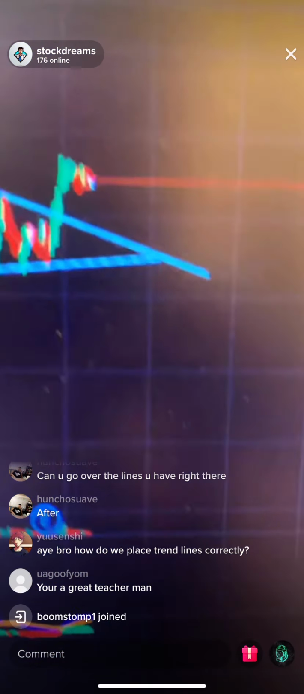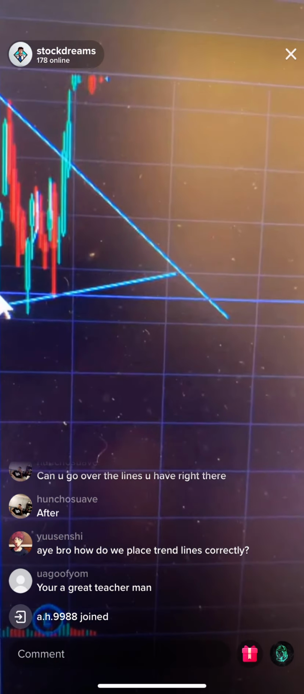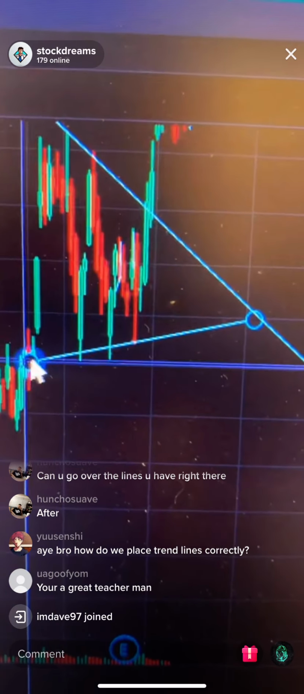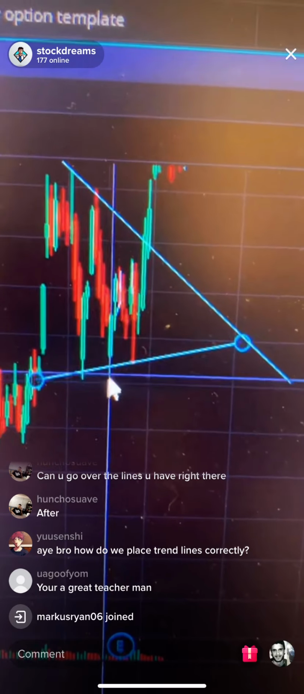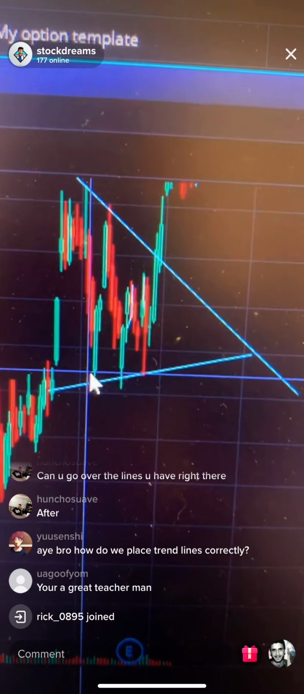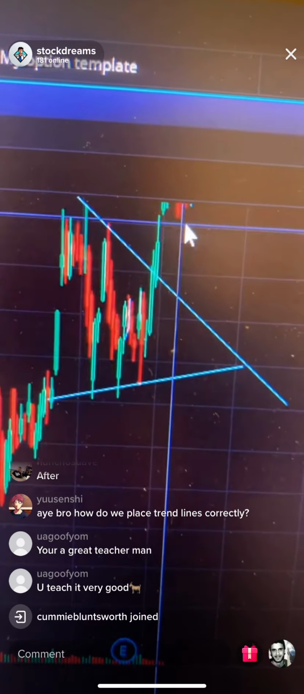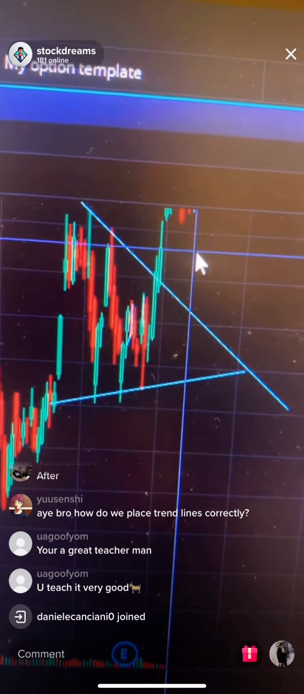So you want to place your trend lines not at the bottom of the wicks. I just did this free-handed right here, but you want to place them on the closes of the wicks. Don't do them on the little skinny parts. Place them on the ends of the candles. You don't want to place it here. Place it on the ends of the candles.